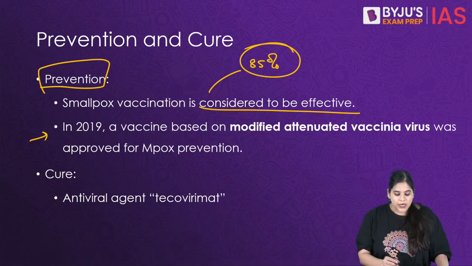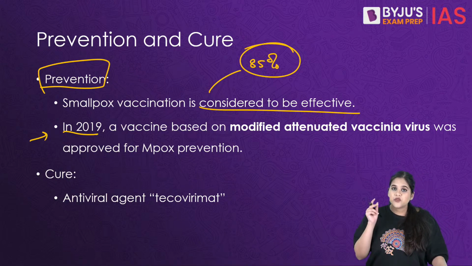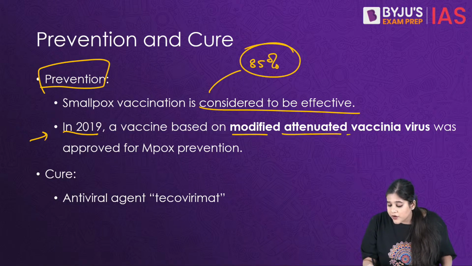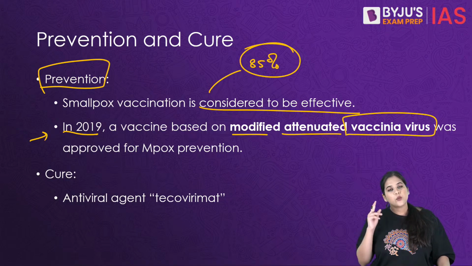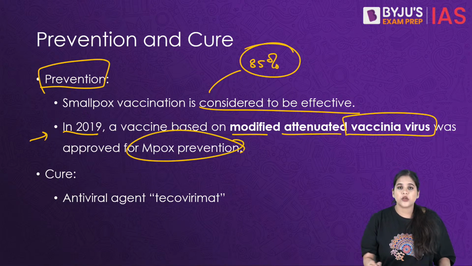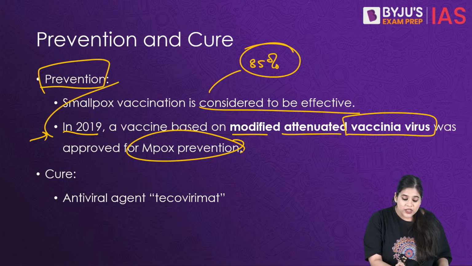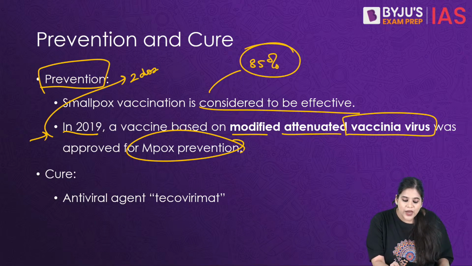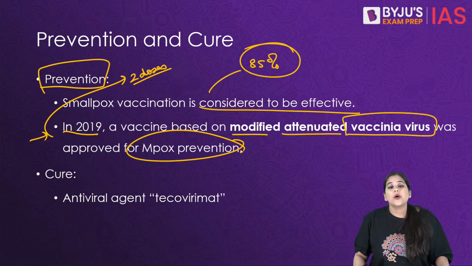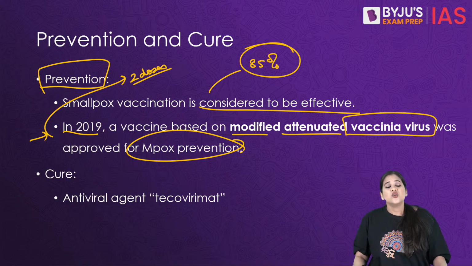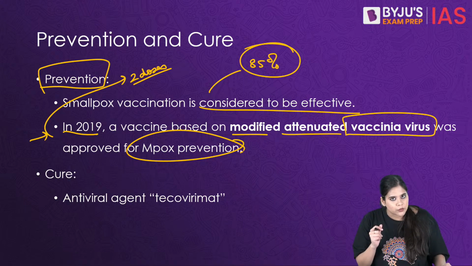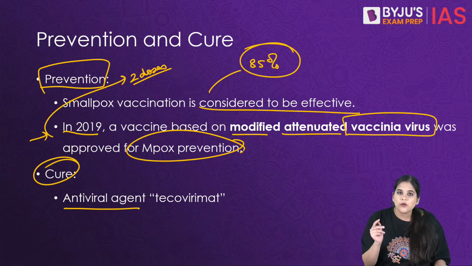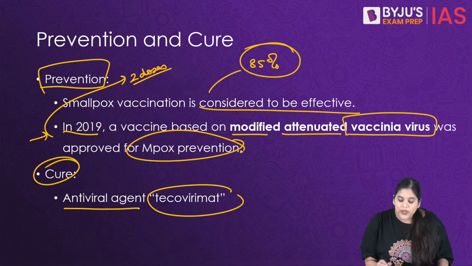Moreover, in 2019, a vaccine based on the modified attenuated vaccinia virus was also approved for Mpox prevention. For this vaccine to be effective, 2 doses were required. However, this vaccine is not very easily available. With regards to cure, we have an antiviral agent, tecovirimat.